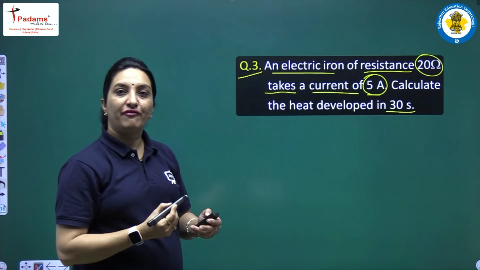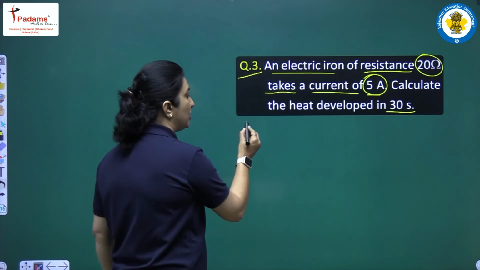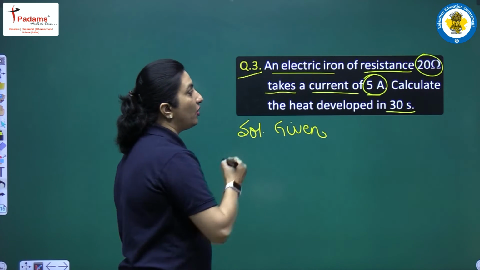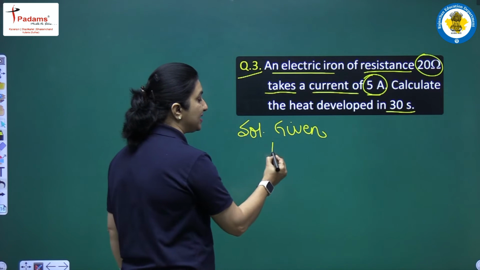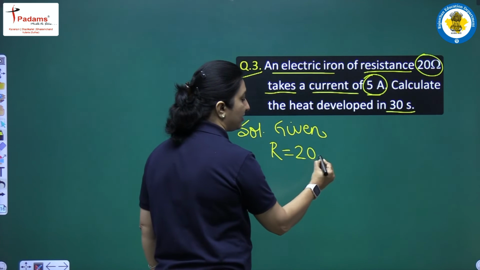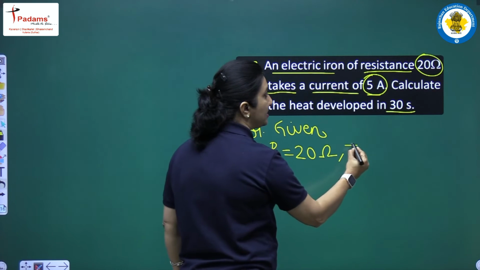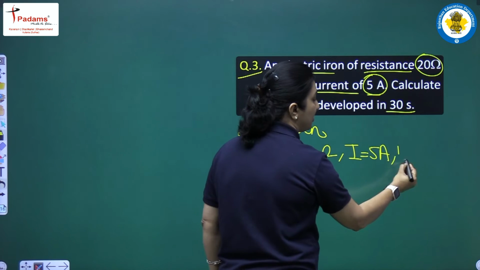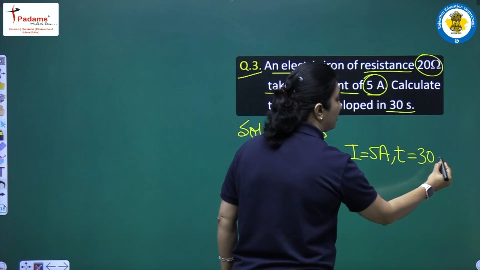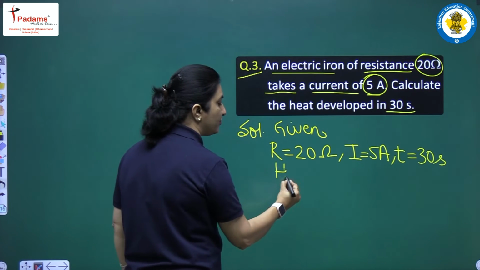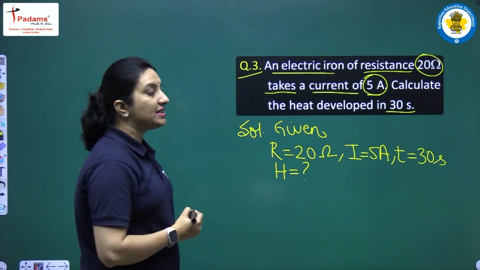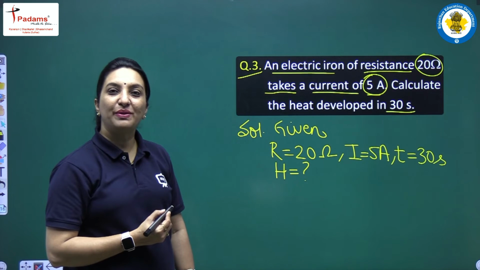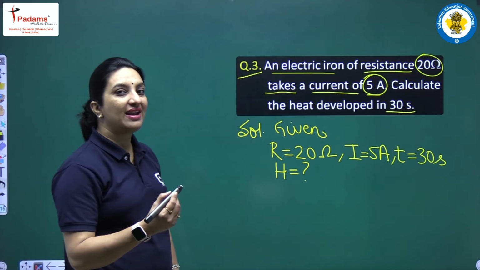Now to begin with the solution, we will first write the quantities which are given. Here what we are given is that the resistance is 20 ohms, the current is 5 amperes and the time is 30 seconds. And what we need to calculate? We need to calculate the heat developed. So students, here what will be the formula used? Yes, it will be H is equal to I square RT.